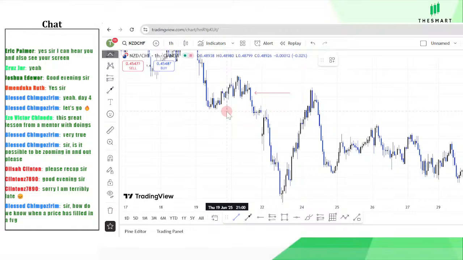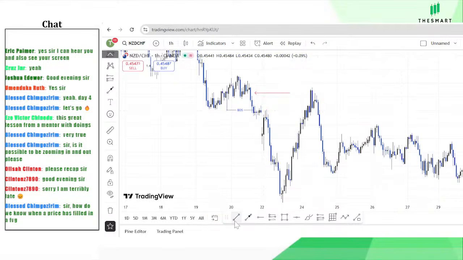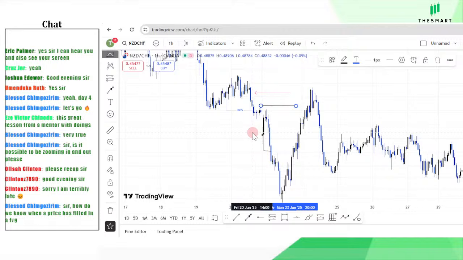We have our low taken out, giving us a break of structure at this point. So having our break of structure at this point, we have another break at this point to the downside. Now where is our inducement? This is our inducement here. Now where is our order block? This is our order block.